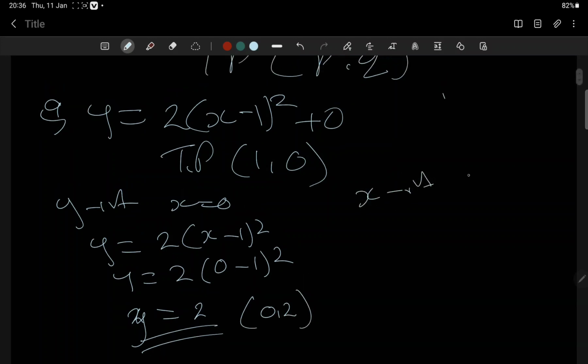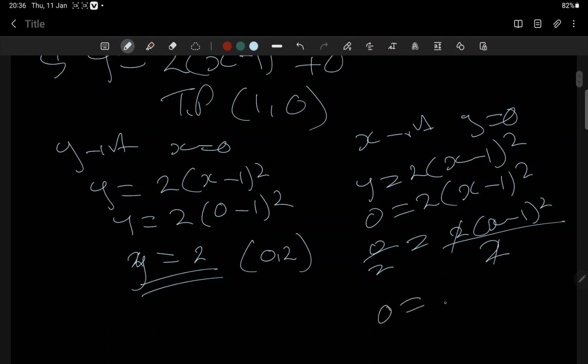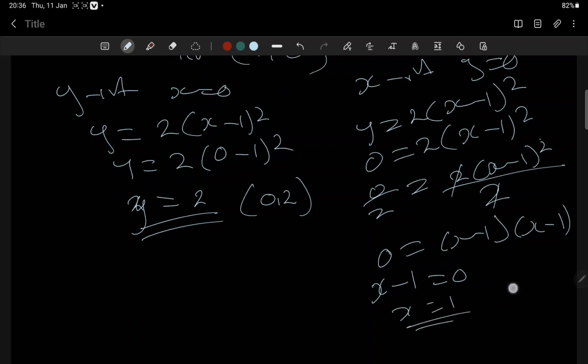Then the x-intercept, this is where y equals 0. So 0 equals 2 into (x minus 1) squared. Divide both sides by 2, cancel out, then 0 equals (x minus 1) squared. Remember the square here, to remove the square, this is twice. Either x minus 1 equals 0, or x minus 1 equals 0. Then x equals 1 twice.